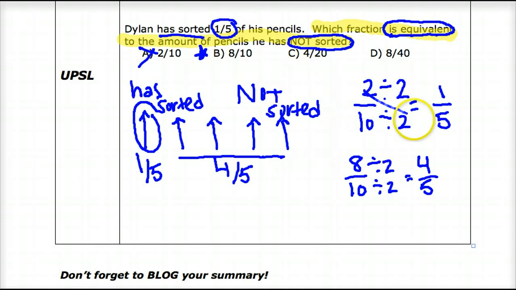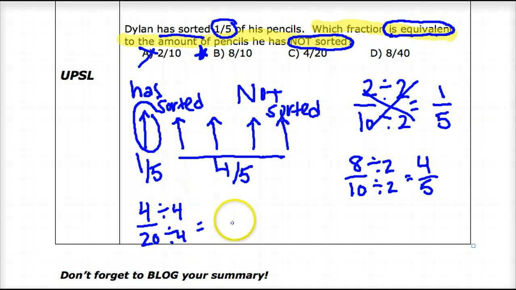C gives us 4/20. We can simplify 4/20. We know that we could divide both of these by 4. So 4 divided by 4 is 1, and 20 divided by 4 is 5. This one's equal to 1/5. Remember, 1/5 are those that have been sorted. We want to know which ones have not been sorted. So we can eliminate choice C.